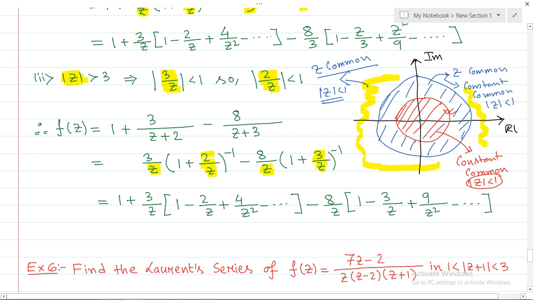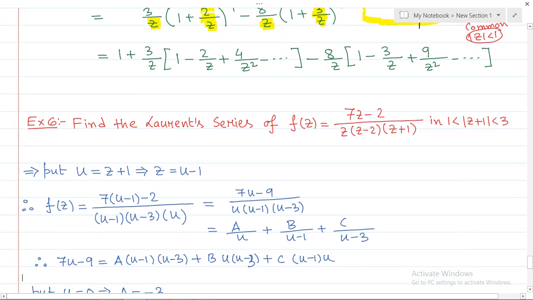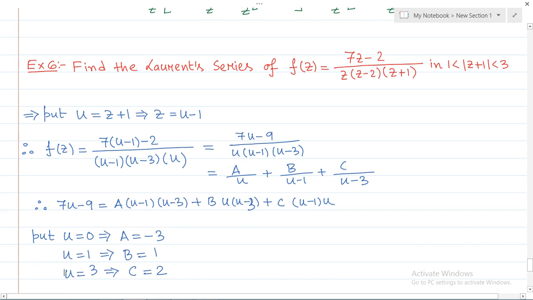Okay, so now I have given many solved questions here for your practice. So this is the last question. It is quite similar to the previous one, only the difference is that in place of 2 factors, here in the denominator we are having 3 factors, and here it is given 1 less than mod of z plus 1 less than 3. I think you will easily be able to understand this problem also, since this type of thing is given, mod of z plus 1 less than 3.